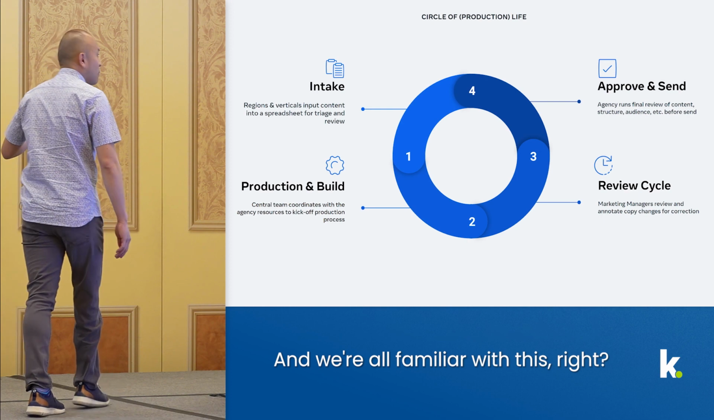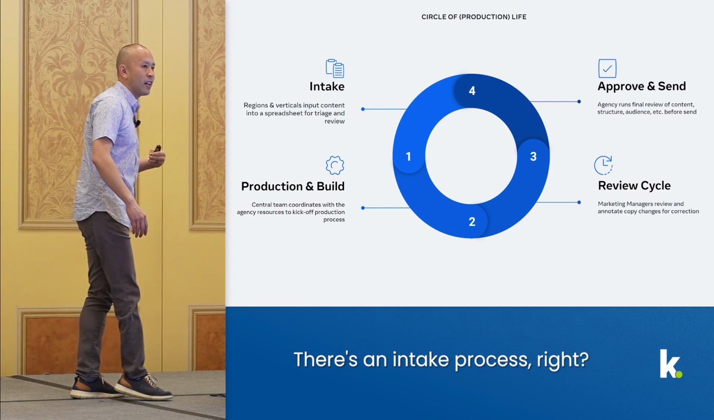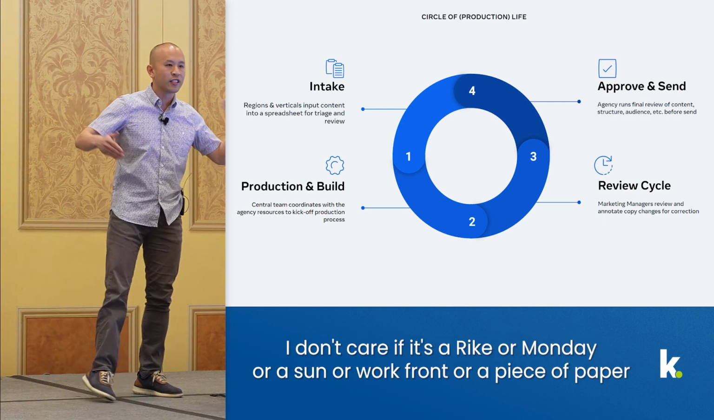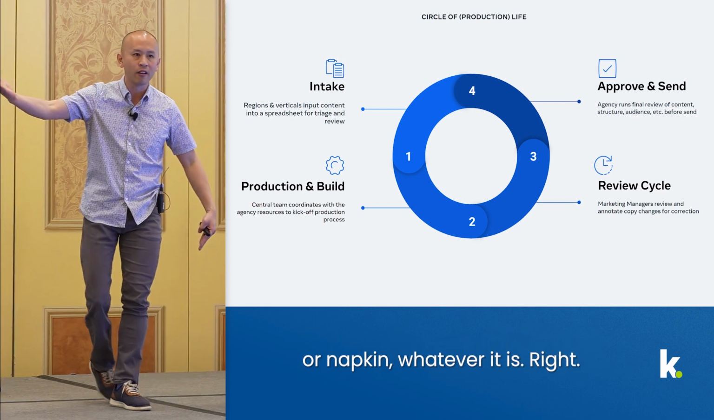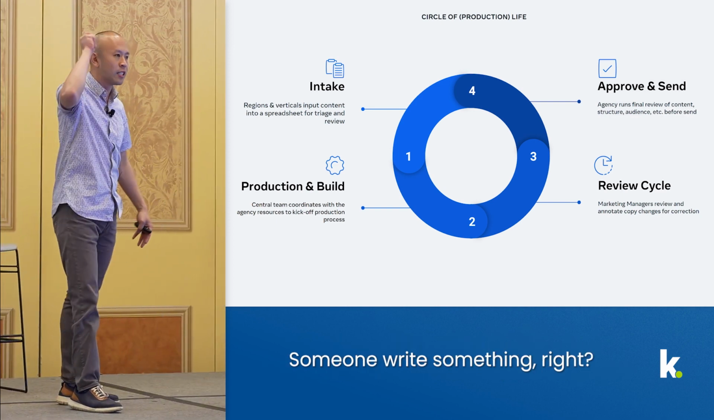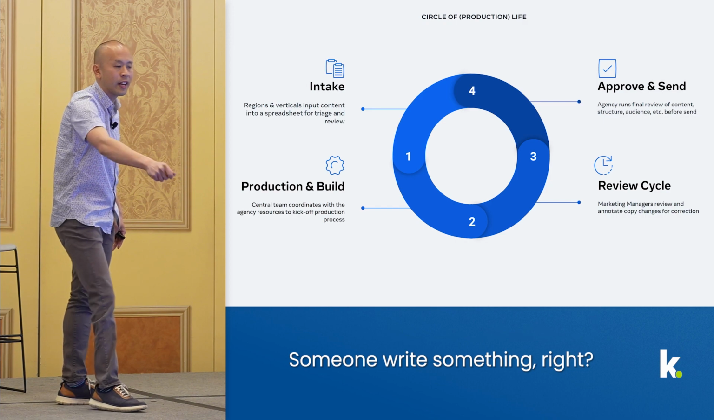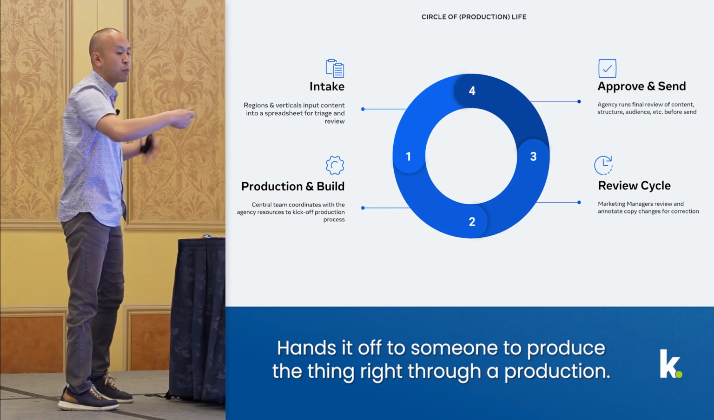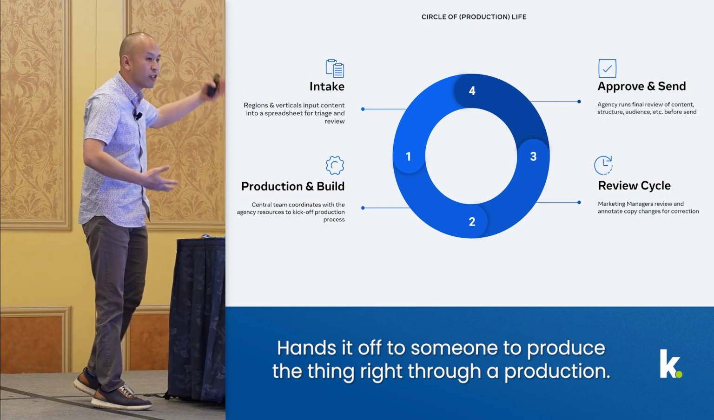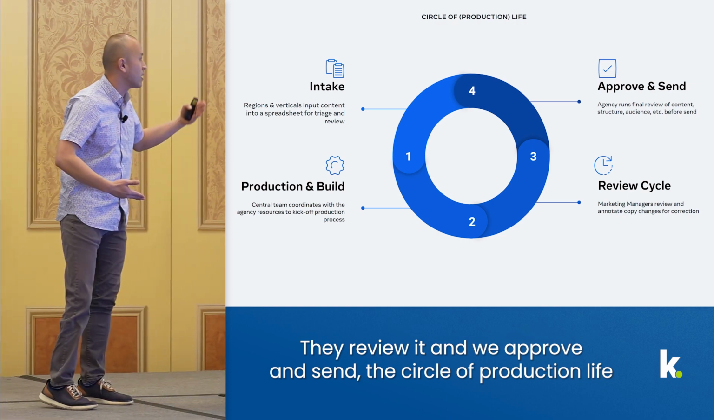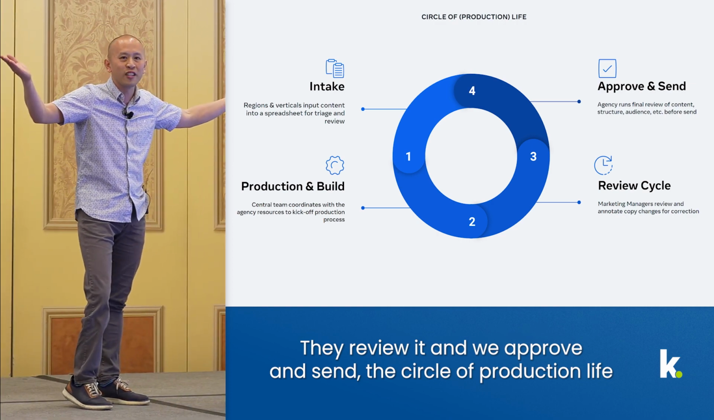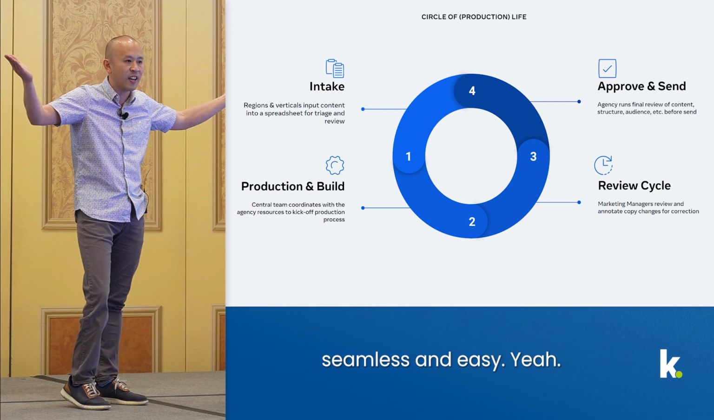And we're all familiar with this, right? There's an intake process. I don't care if it's Workfront, Monday, or Asana, or a piece of paper or a napkin, whatever it is. Someone writes something and hands it off to someone to produce the thing through a production. They review it, and we approve and send. The circle of production life, seamless and easy, yeah?